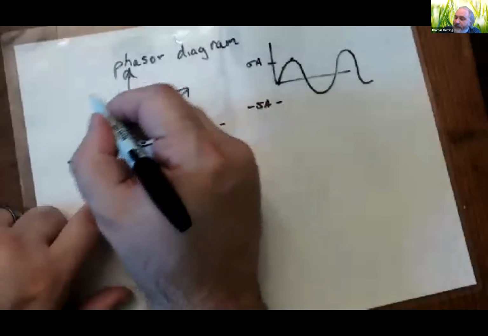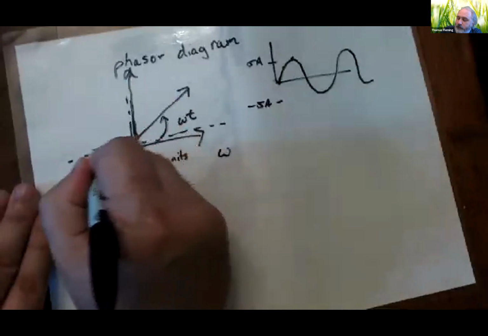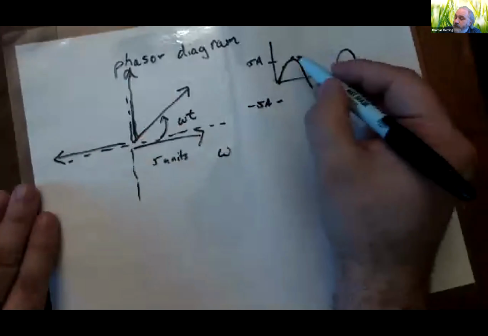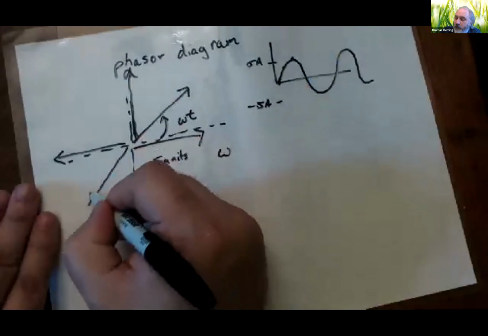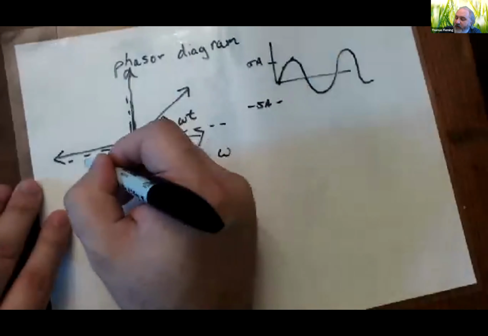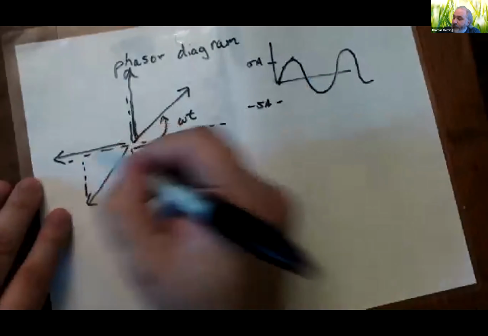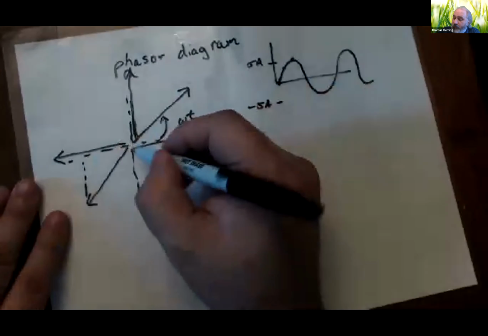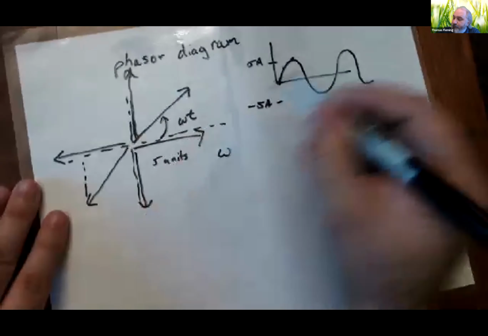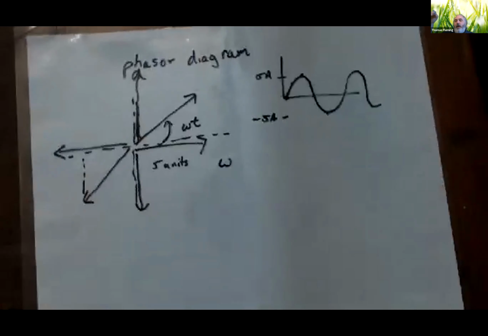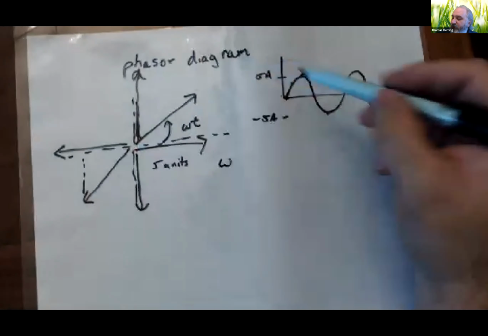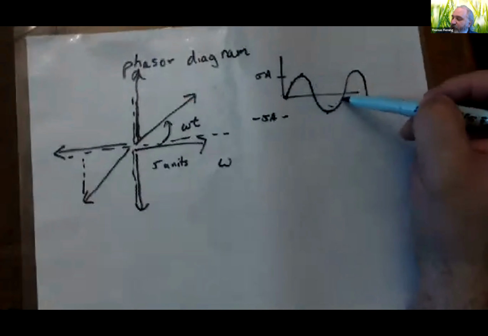When it rotates even further, now it's back down to 0. When it rotates even further, now the y component is something negative. So now I'm down here. When it rotates down to here, it's at my negative peak. And so as this thing spins around, the y component is going to trace out exactly this graph.